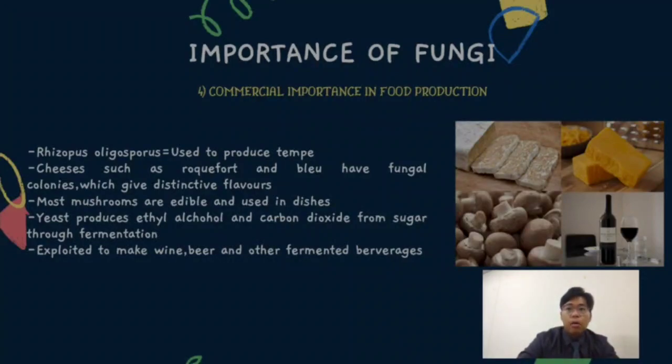Most mushrooms are edible and can be used in dishes. Sometimes we need to be careful when choosing mushrooms, as some of them are poisonous and can endanger us if we eat the wrong mushrooms. Last but not least, yeast produces ethyl alcohol and carbon dioxide from sugar through fermentation. This can be exploited to make wine, beer, and other fermented beverages.